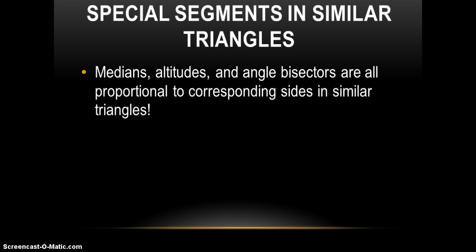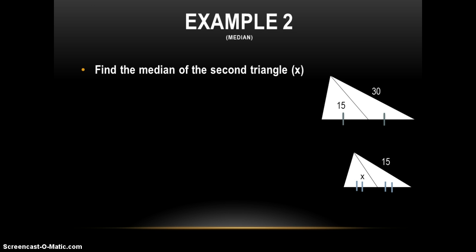Special segments in similar triangles. Medians, altitudes, and angle bisectors are all proportional to corresponding sides in similar triangles. So for example 2, we're going to use our medians. So find the median of the second triangle, which is x. So step 1, we're going to set up a proportion.